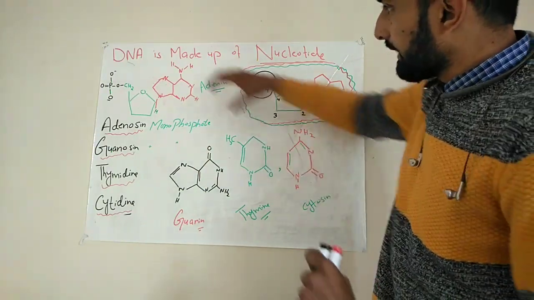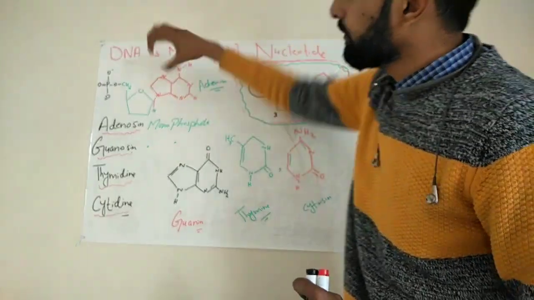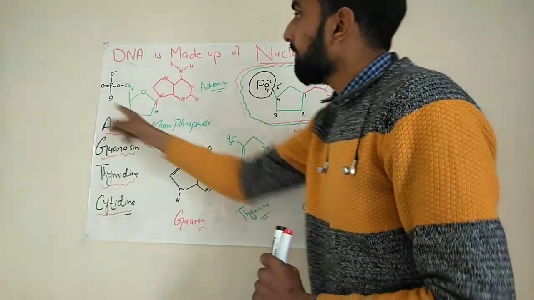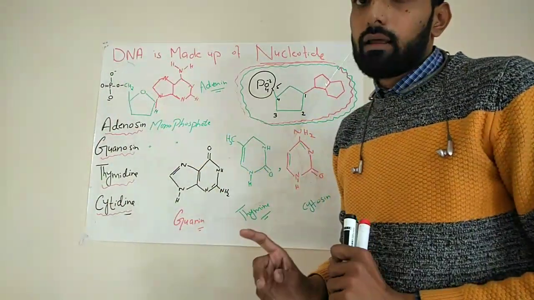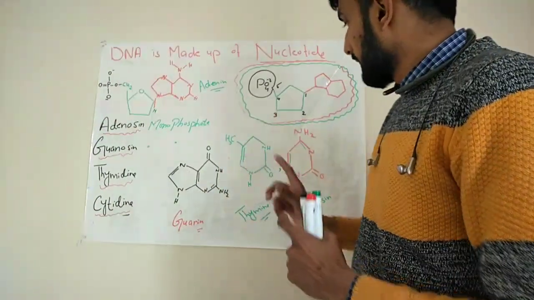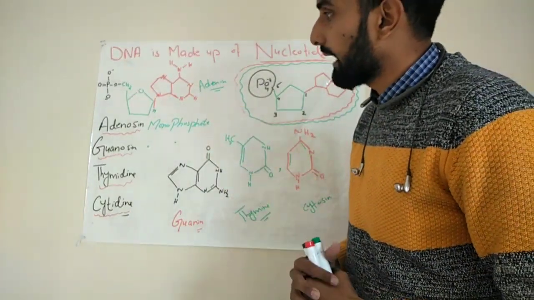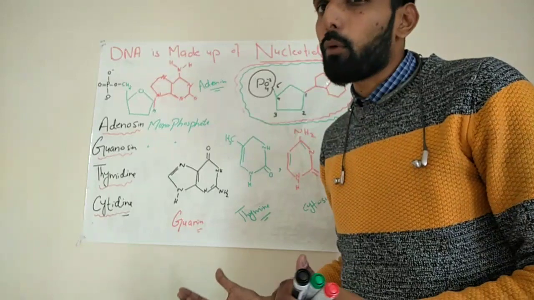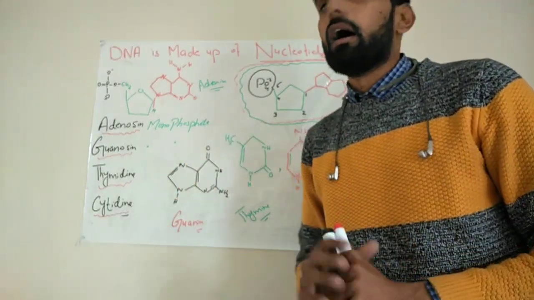Similarly, if the cytosine nitrogenous base is present, the name of the nucleotide will be called cytidine monophosphate, and the name of the nucleoside, if cytosine is present as a base, will be simply cytidine, not monophosphate. Again, I will repeat, phosphate groups are not present in the nucleoside.